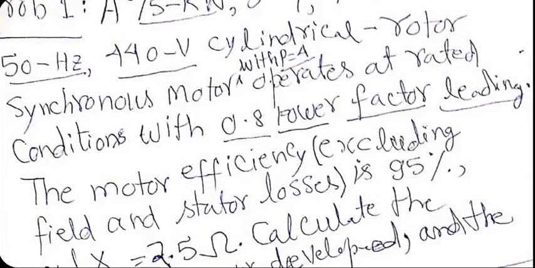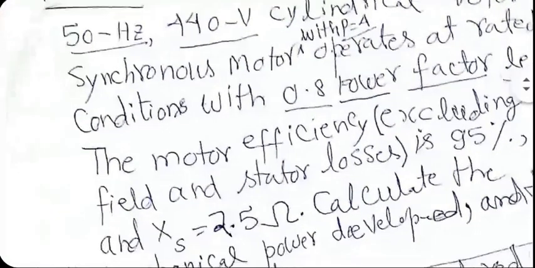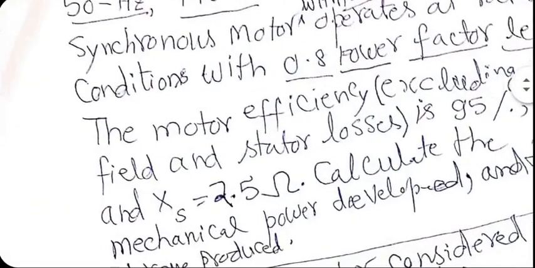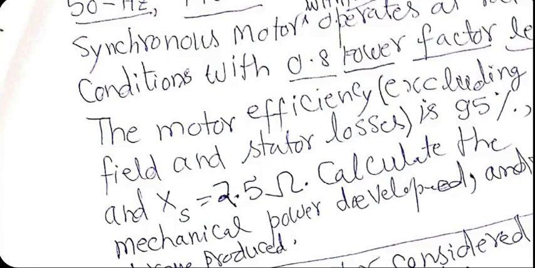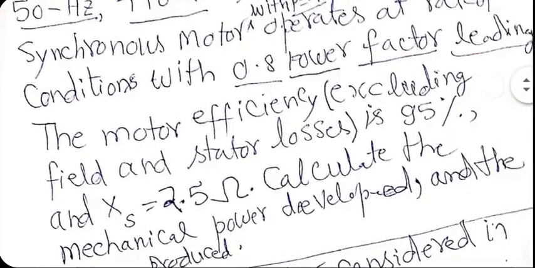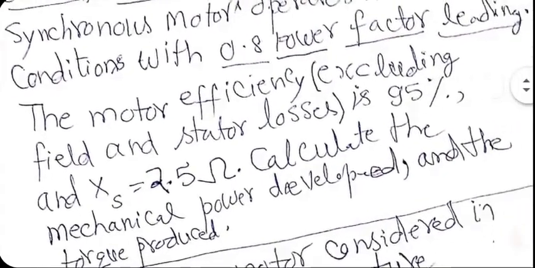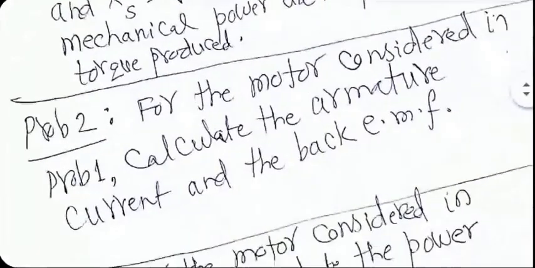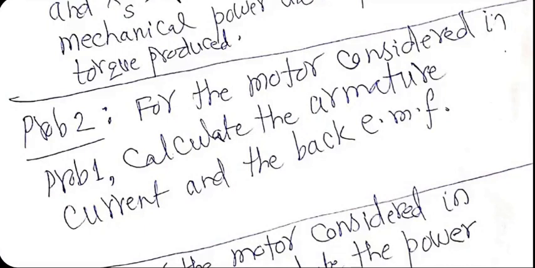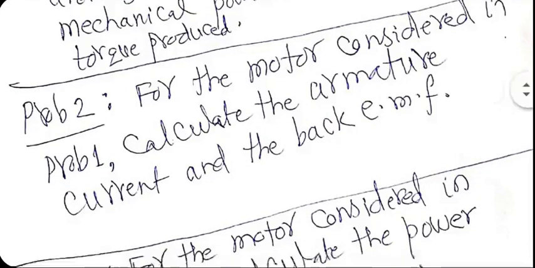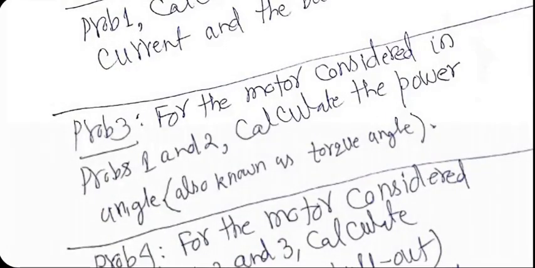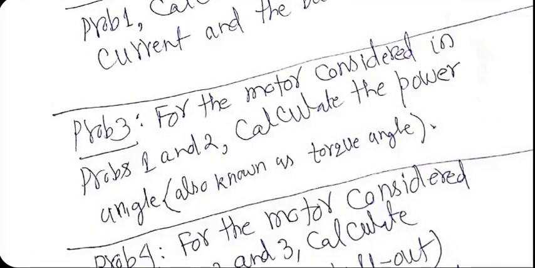The motor efficiency, excluding field and stator losses, is 95%, and synchronous reactance is 2.5 ohm per phase, of course. Calculate the mechanical power developed and the torque produced. And then the next one is for the motor considered in problem 1, calculate the armature current and the back EMF. And problem 3 says for the motor considered in problem 1 and problem 2, calculate the power angle. Okay, a lot of things to be done.